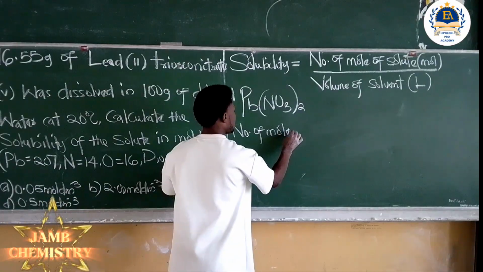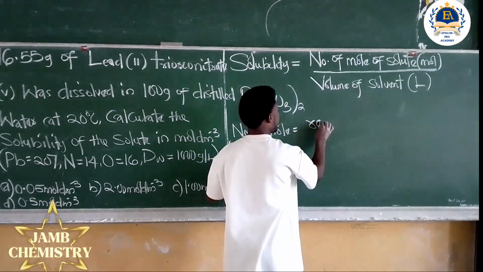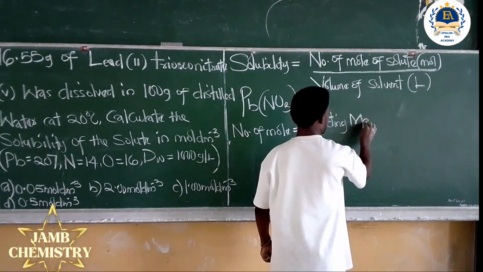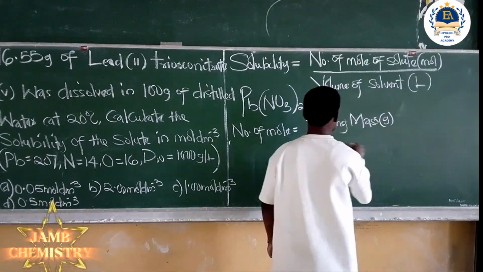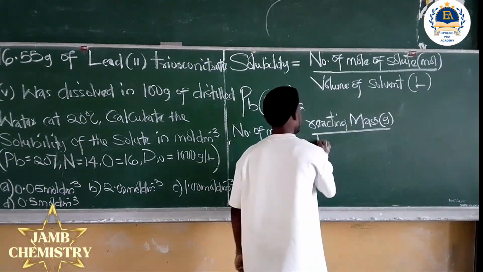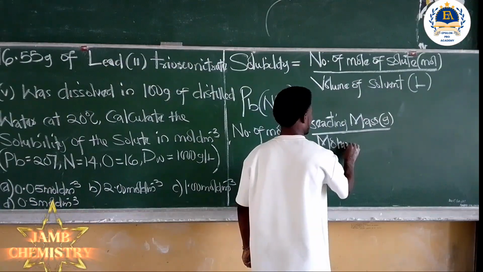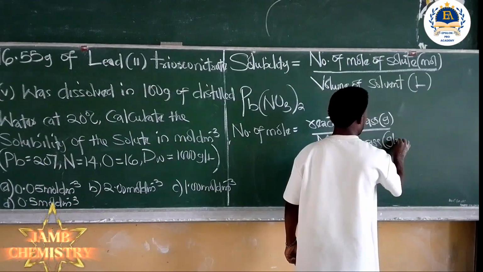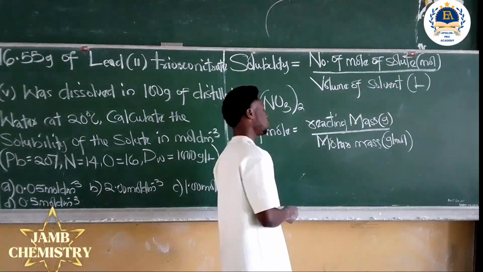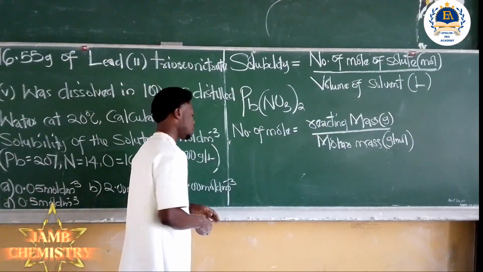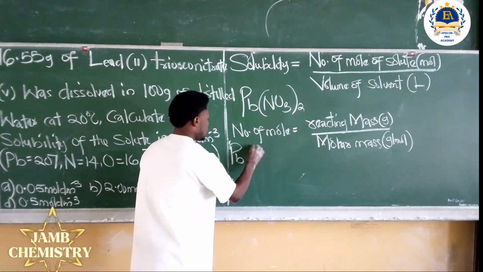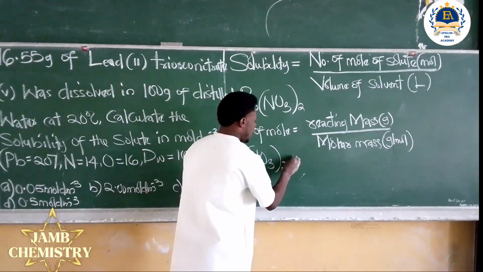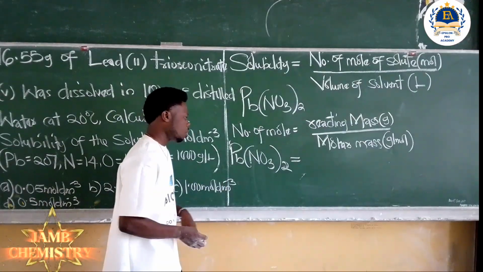To determine the number of moles of lead(II) trioxonitrate(V), number of moles is equal to reacting mass, which is in gram, divided by the molar mass, the molar mass of the compound in gram per mole. To get the molar mass of the compound, Pb(NO3)2, we add all the elements in the given compound first.